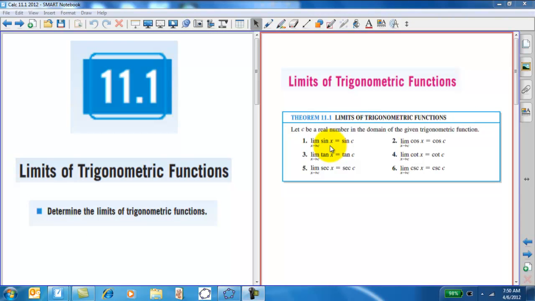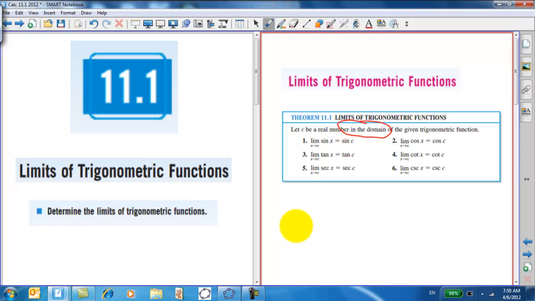First of all, if we look at our 6 trig functions, we can see the limit is just done by a substitution technique. The limit as x goes to c of the sine of x equals the sine of c. But this is only true if the number is in the domain of the given trig function.